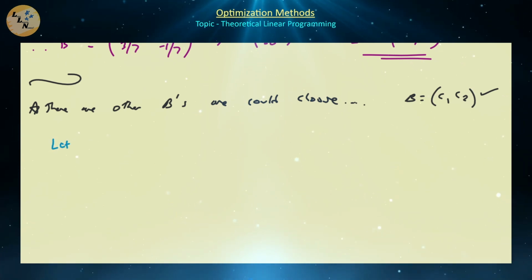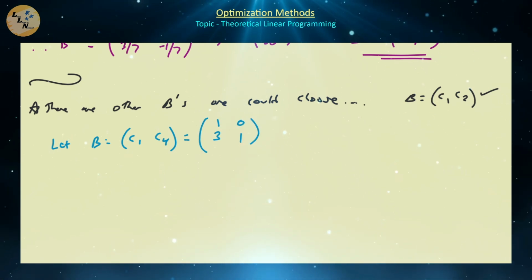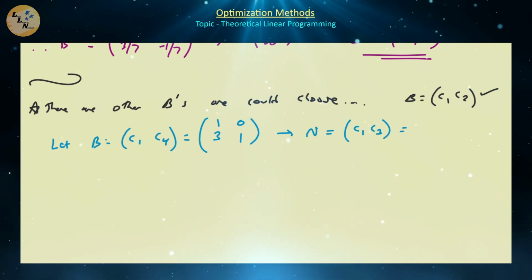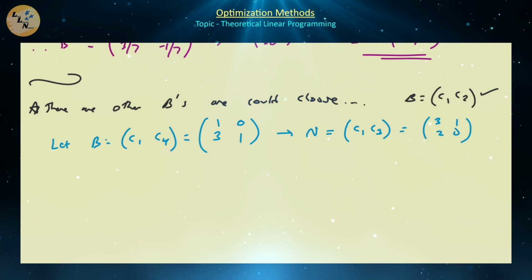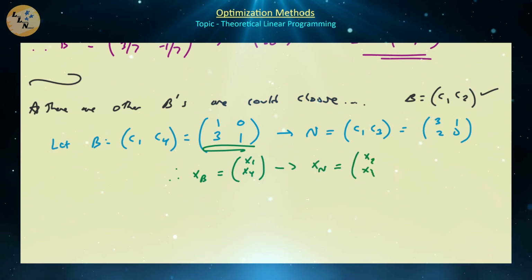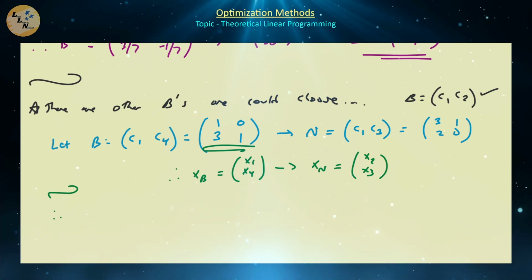But now let's let B be equal to column 1 and column 4 and see what that leads us to. So that's [1, 0; 3, 1]. And that means the nullity matrix is going to be equal to C2, C3, which is [3, 2; 1, 0]. Again, this matrix is invertible. The determinant of that is just equal to 1. So what are our vectors for xB? xB is going to be equal to x1 and the last slack variable, x4. And also xN is going to be equal to x2 and x3.